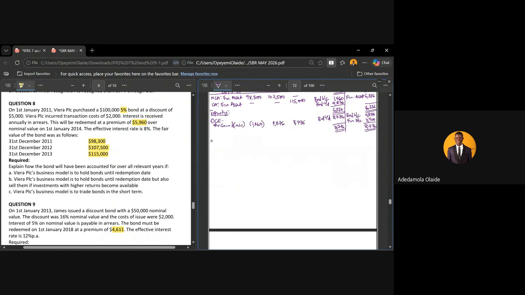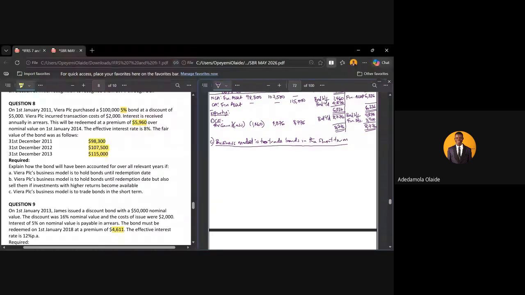C. Business model is to trade bond in the short term. That's fair value. That means we'll be fair valuing through the statement of profit or loss.